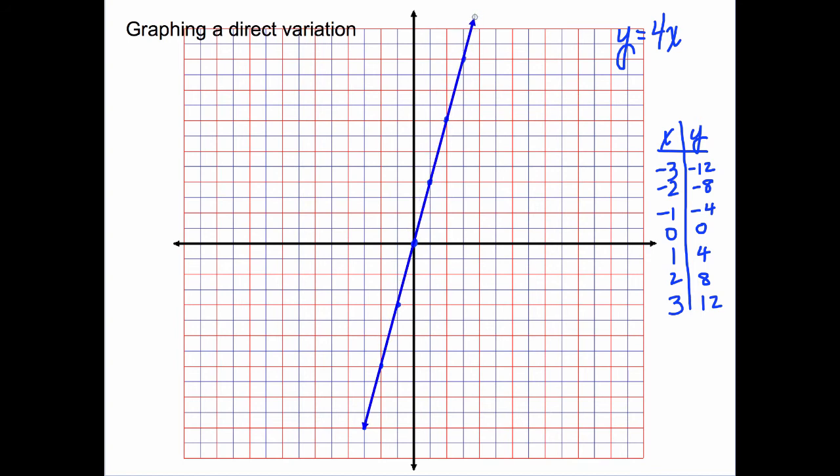and then we can connect these points with a line and make sure that the line extends pretty much right to the ends of the graph. And that's how to graph a direct variation.